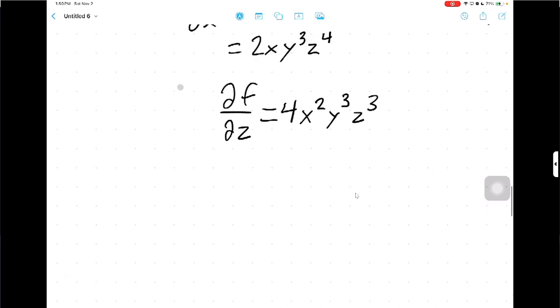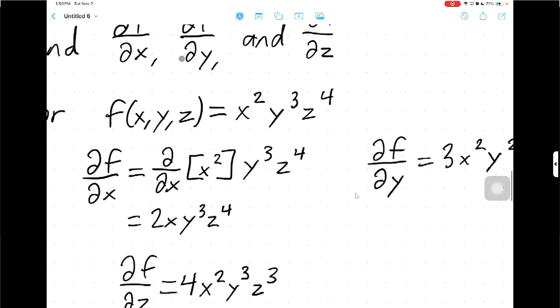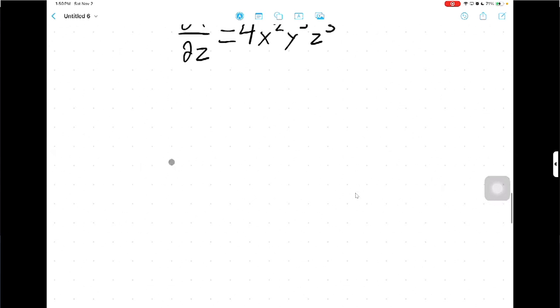Okay. So this is the same idea if you're going to try to do this with 2 or 3 or really any amount of variables you want.